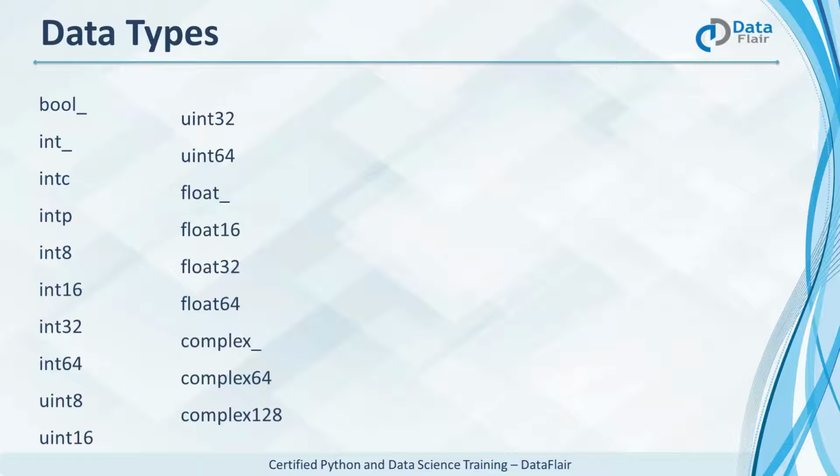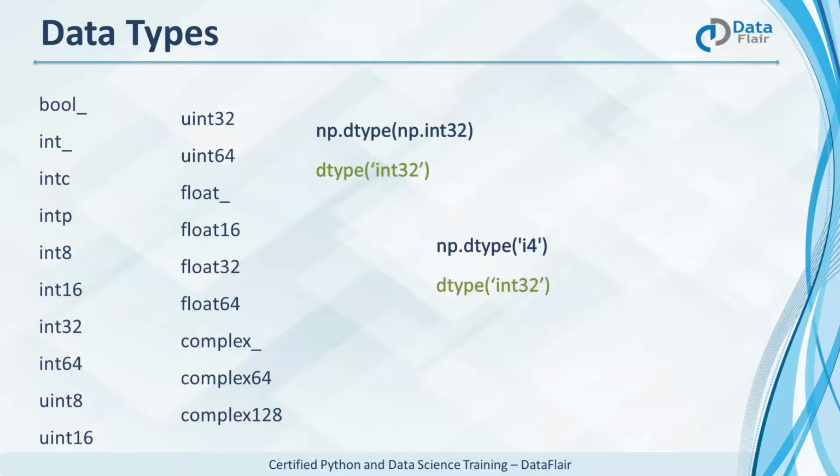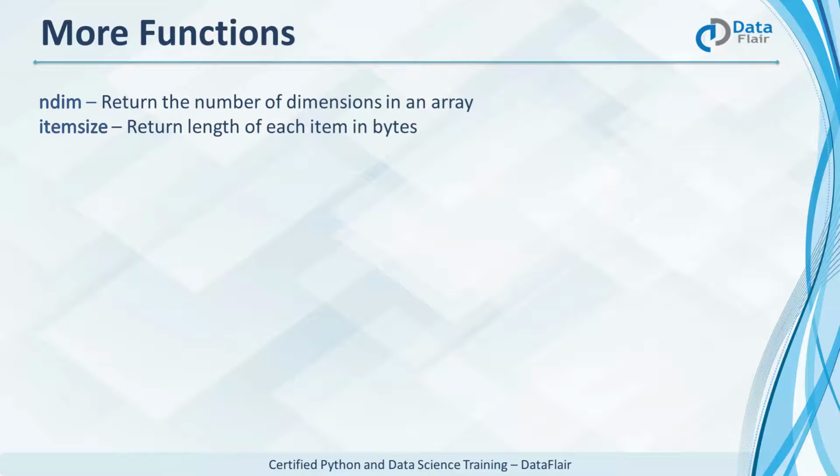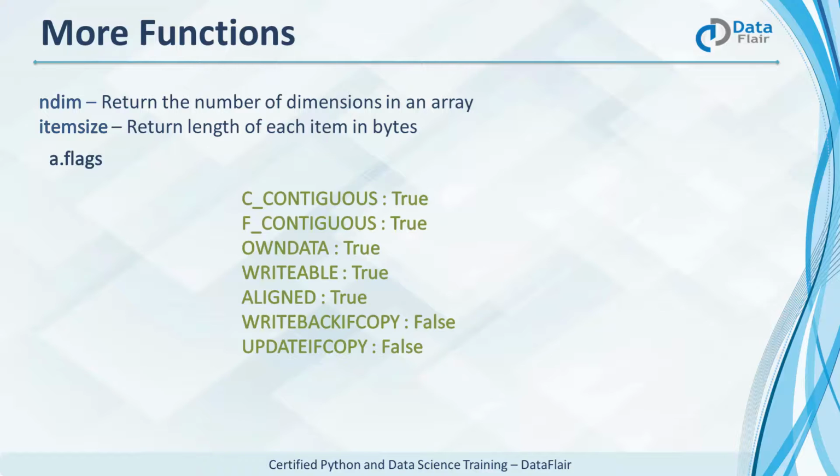Talking of data types, we have plenty with NumPy. It has everything from bool and int to float and complex. This is an int32, this one too, and this is int64. Let's take some more functions. ndim gives us the number of dimensions in an array. itemsize gives us the length of each item in bytes. And for any NumPy array, we have 7 flags including writable and aligned.